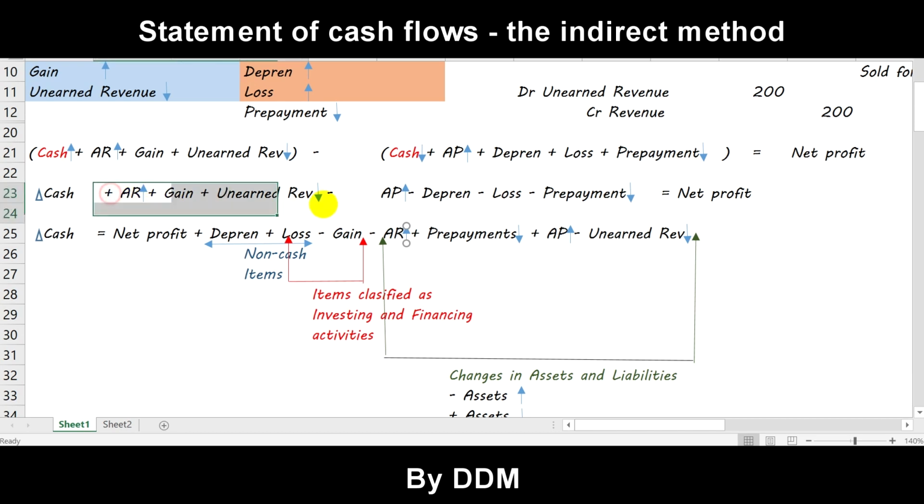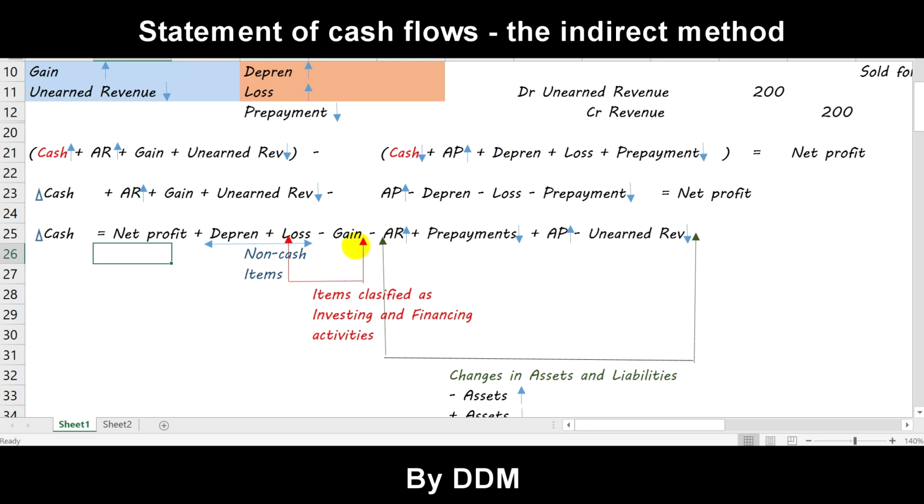Now we shift these items to this side, to the net profit side. Then we get the changes in cash equal to net profit plus prepayment plus loss plus depreciation plus the increase in accounts payable, minus the decrease in unearned revenue and minus the increase in accounts receivable. So now we establish the relationship between net profit and changes in cash. So as we can see, the first thing we take care of is non-cash items, depreciation and loss. Second step, we look after items classified as investing and financing activities.